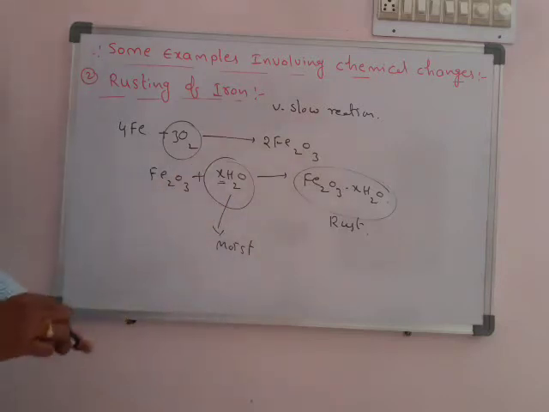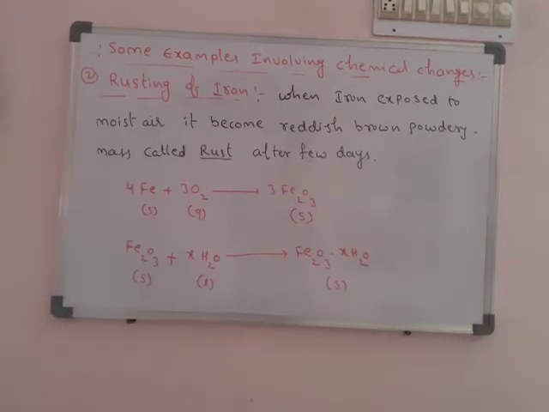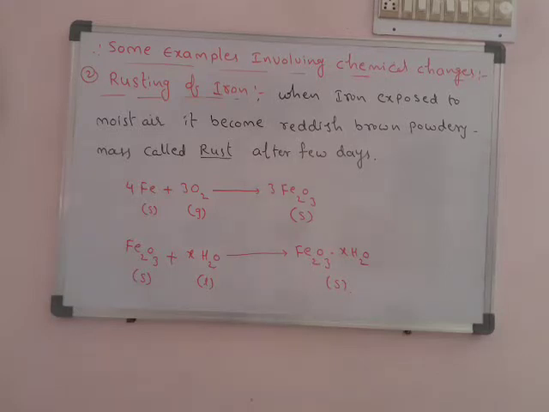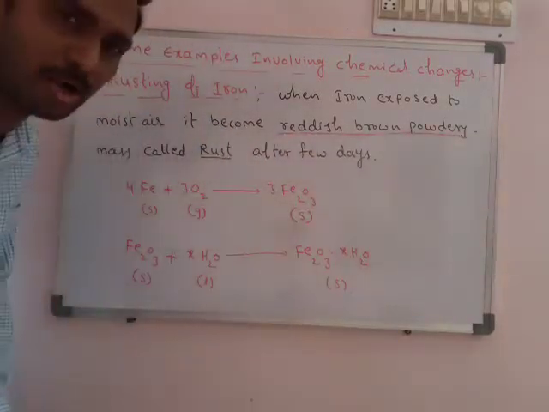So this is rusting. Rusting is a purely chemical change, but it is a very slow reaction. So it is the matter for rusting of iron. When iron is exposed to moist air, it becomes a reddish brown powdery substance.